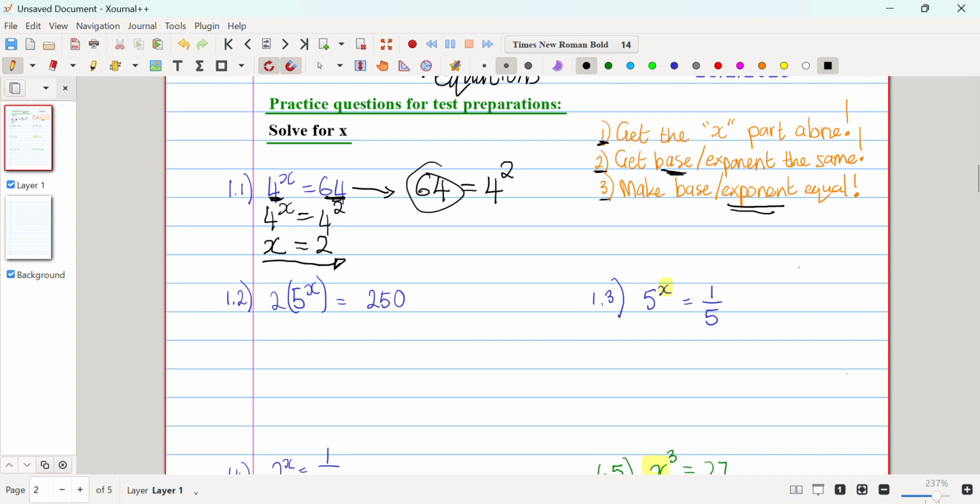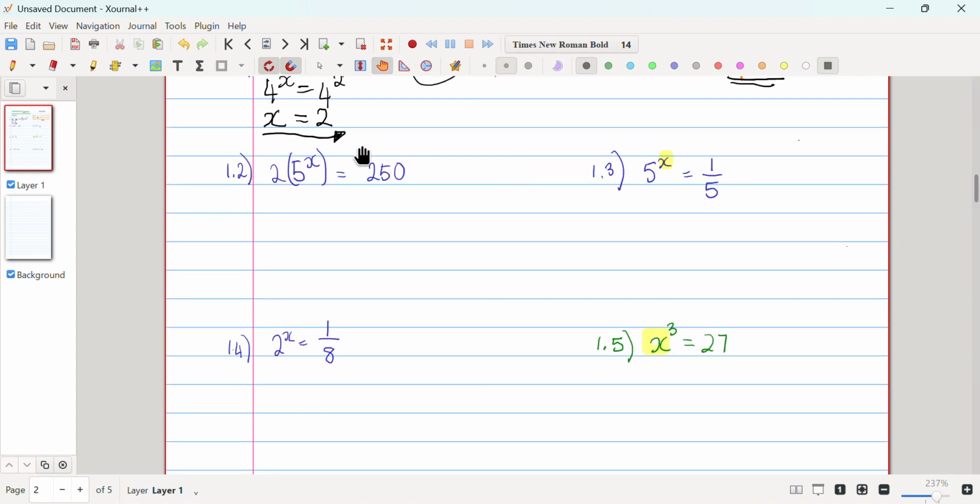Okay, guys, I took a little bit longer there, put a bit more explanation in number 1 so that we can follow the steps in the further questions. So let's continue. Right, so we have 2 times 5 to the x is equal to 250. So step 1, I said, guys, step 1 was that we need to get the x part of my equation alone. So how are we going to do that?